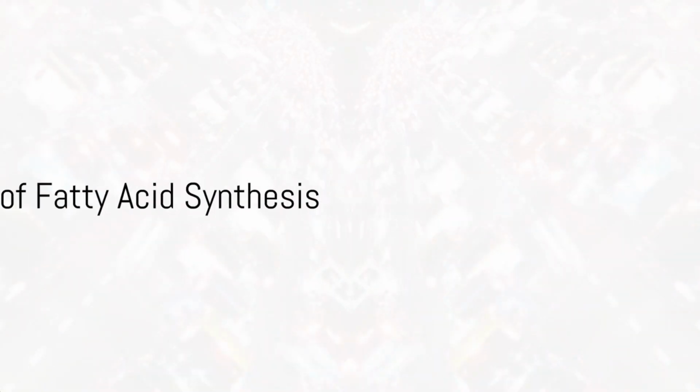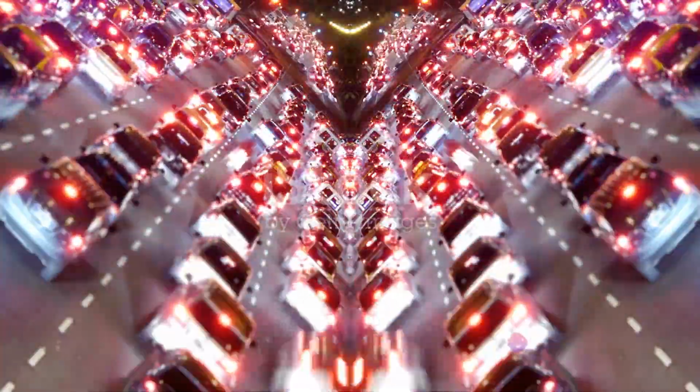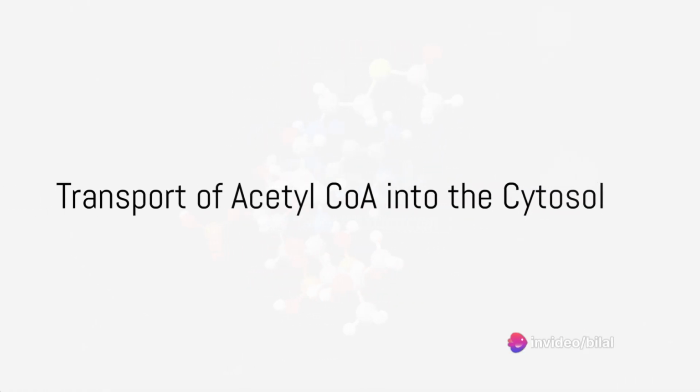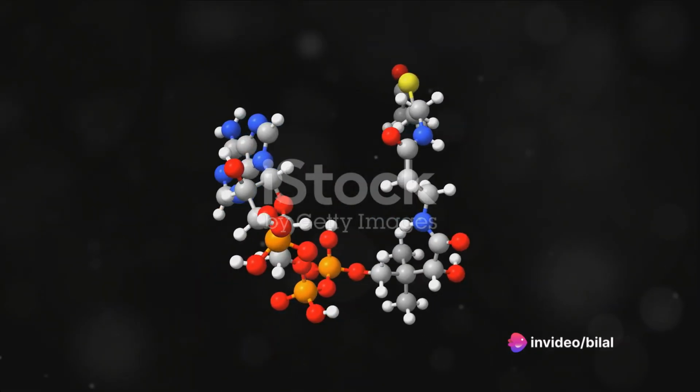Fatty acid synthesis primarily takes place in the liver, kidney, adipose tissue, and lactating mammary gland. The biosynthesis pathway occurs in the cytosol of the cell, with acetyl-CoA providing the carbon and NADPH supplying reducing equivalents. The process kicks off with the transport of acetyl-CoA into the cytosol.